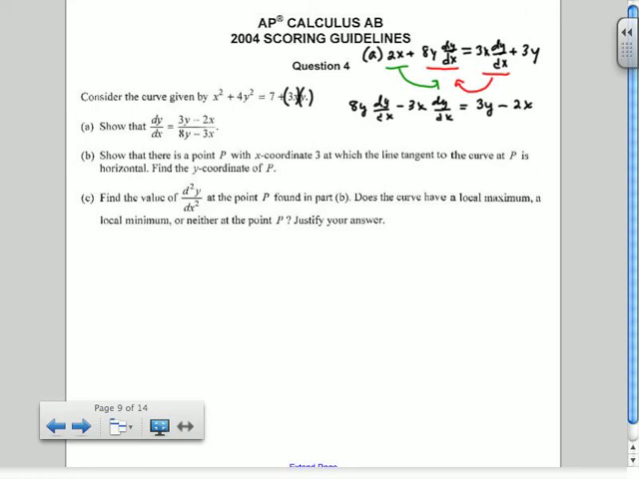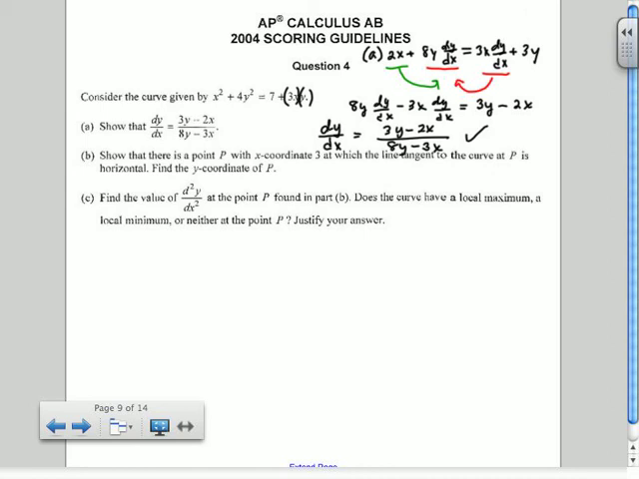Okay, so now I pull the dy over dx out. I could write this with parentheses with 8y minus 3x in the parentheses, but I'm going to do two steps in one. I'm going to divide that over anyway, so my numerator was 3y minus 2x, and I'm dividing by the 8y minus 3x. Okay, I have verified this is exactly the same as part A.